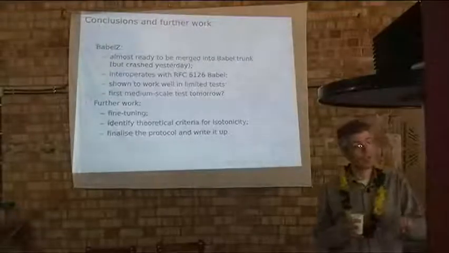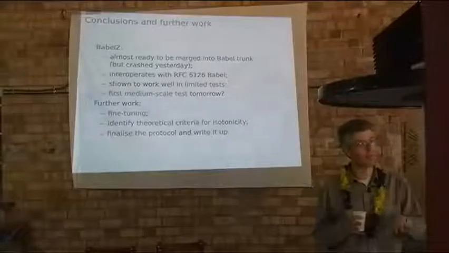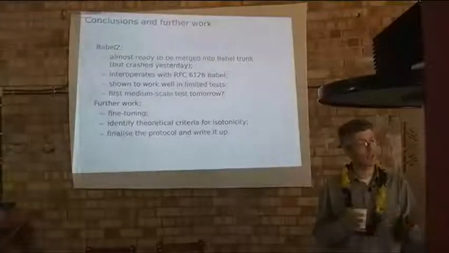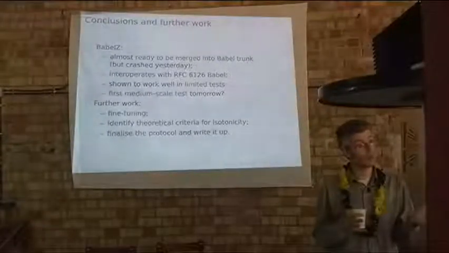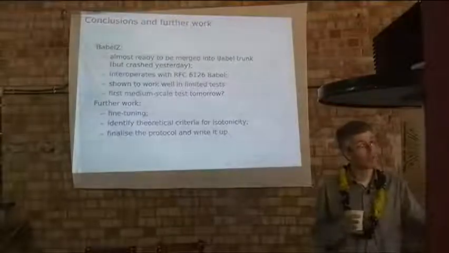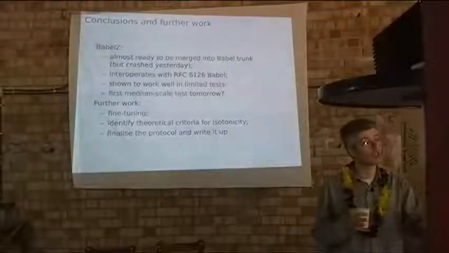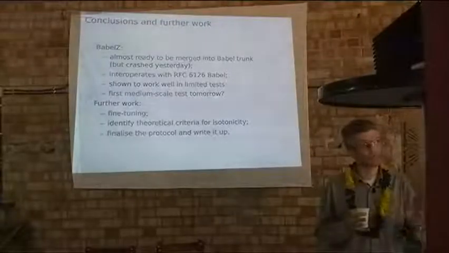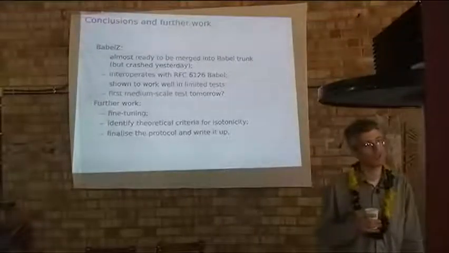What non-isotonicity might create is oscillation, persistent oscillation between two loops, or non-determinism, depending on the order in which the routers converge, choosing different routes. But you don't have persistent routing loops with non-isotonicity.